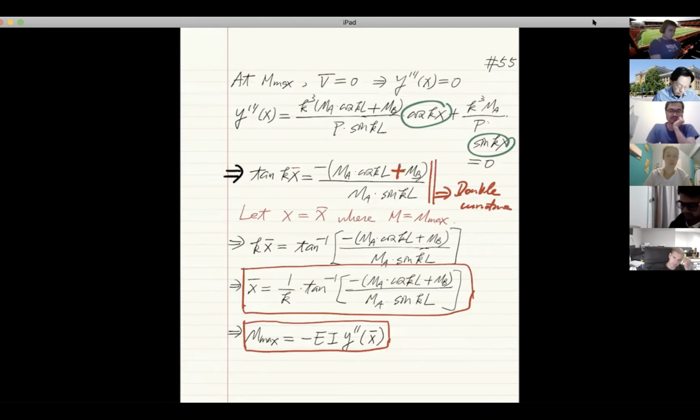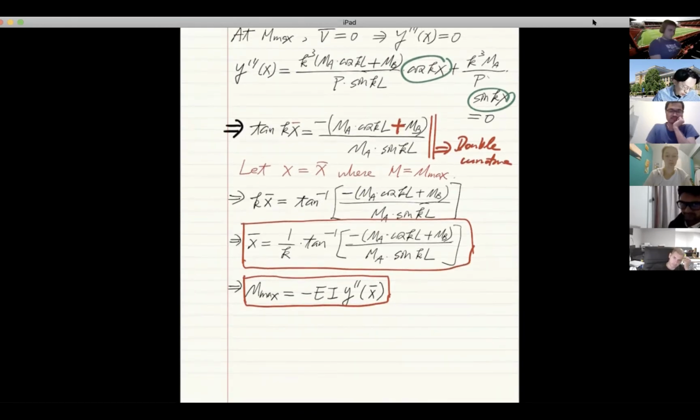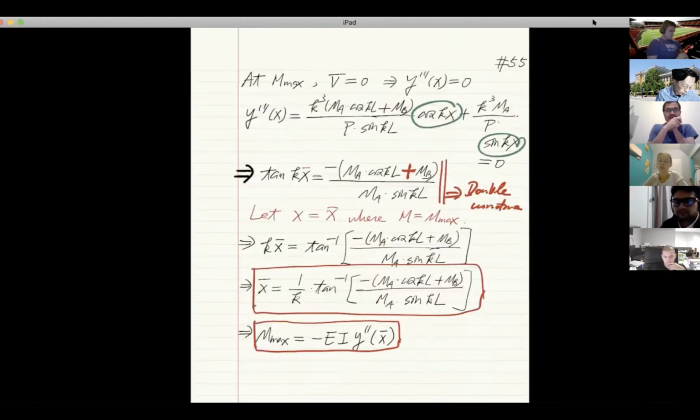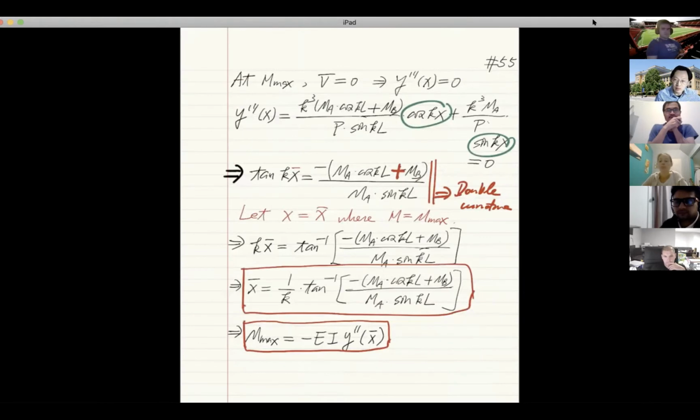Now with this reasoning process, how do we determine the location of the maximum moment for single curvature beam columns? It's very simple. You just replace the sign for the positive MB with negative MB, right? Because that's how we concluded before. When MB is positive, you're going to end up with a double curvature beam column. When MB is negative, you're going to end up with a single curvature. So the only thing you have to change is just remember this expression by changing the sign of MB.